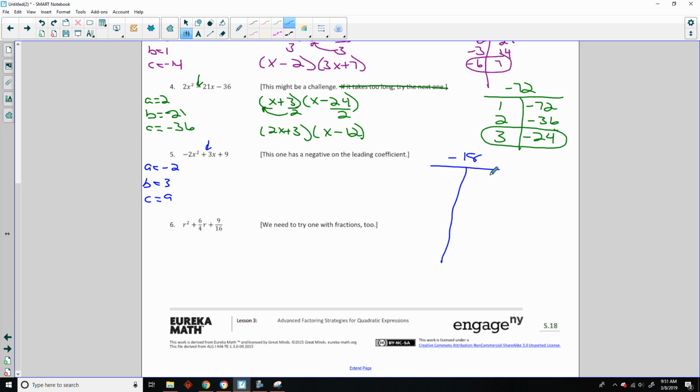Negative 1 times 18. That's a sum of 17. That is not 3. Negative 2 times 9 is negative 18. 9 minus 2 is 7. That is not 3. Negative 3 times 6 is negative 18. 6 minus 3 is 3. Ding, ding, ding. X minus 3, x plus 6. Put my a back. Divide by negative 2. Divide by negative 2. These don't divide. Move that out in front.